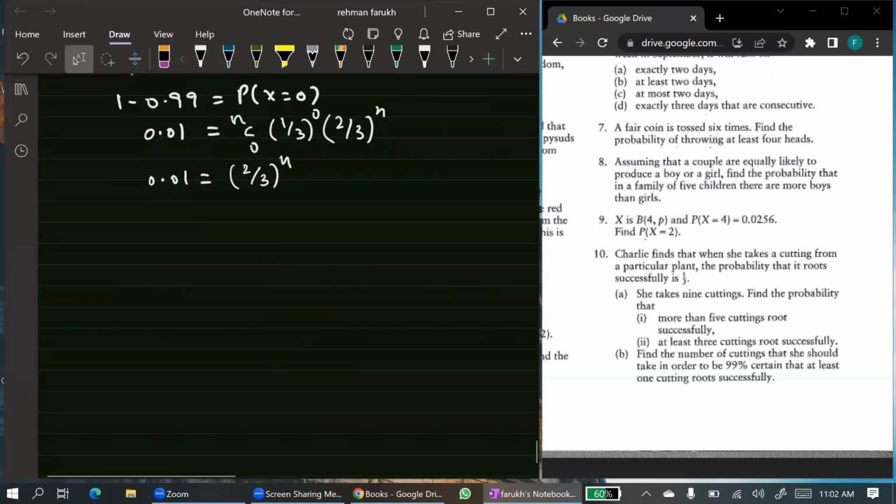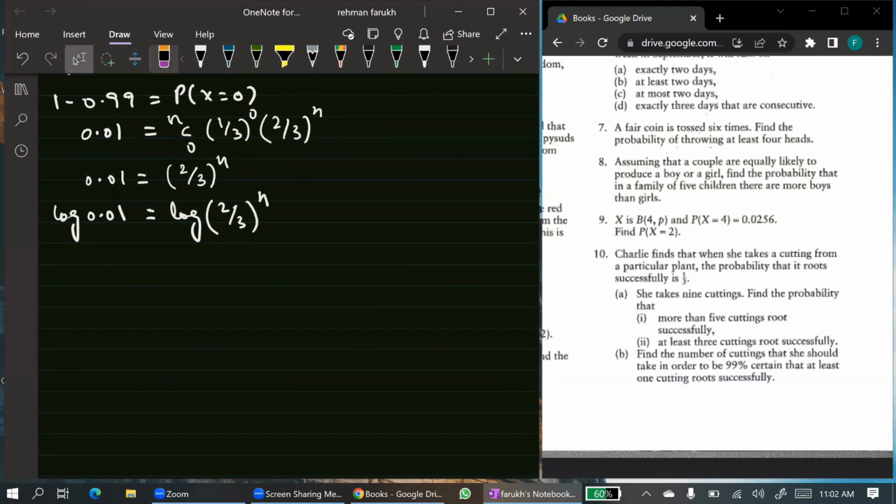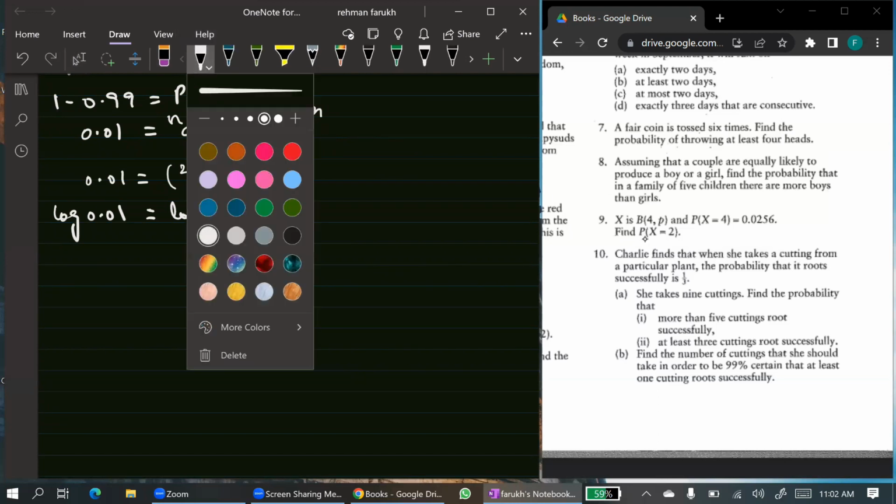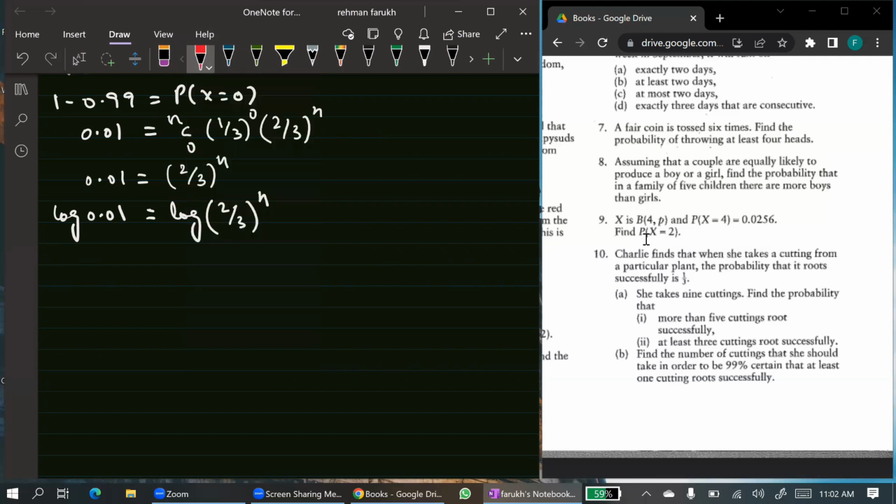Now, whenever the power is unknown, we will use logarithm to find out the unknown power. We will write down log on both sides. Now, there is a very important rule of logarithm. That is, we can write down the power as a coefficient. If there is log m power n, we can write down n log m.